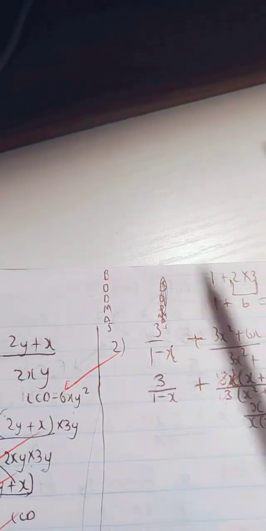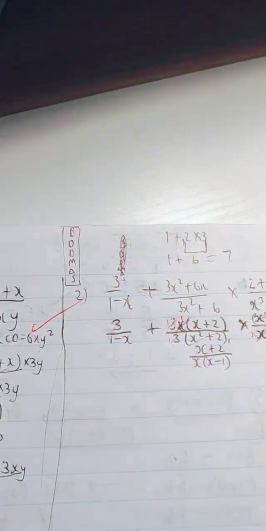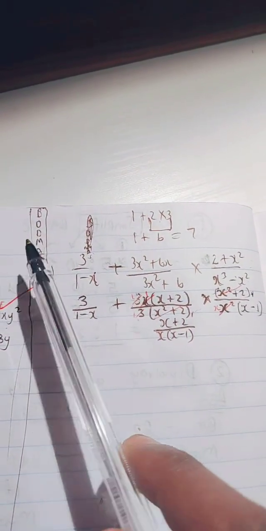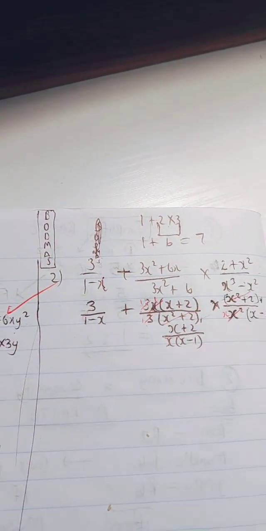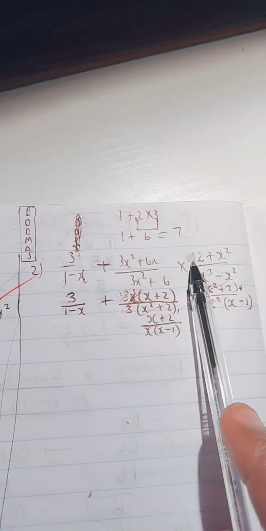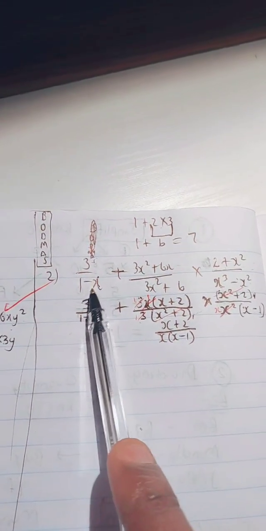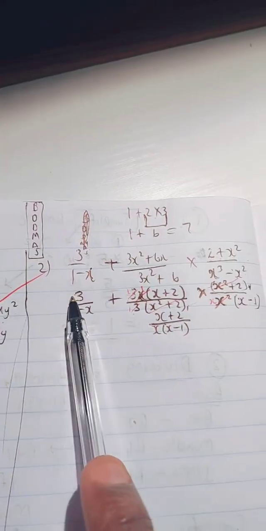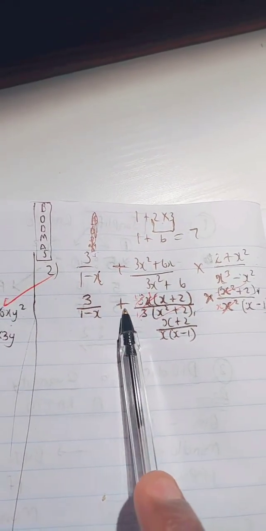multiplication, which means then in your head you need to think of BODMAS. What does BODMAS say? BODMAS exposes us to the order in which we need to do, the strict order we need to follow when we have different operations. So 3 over 1 minus x cannot be added to this yet. We need to say 3 over 1 minus x plus, then take care of the multiplication of these two fractions.